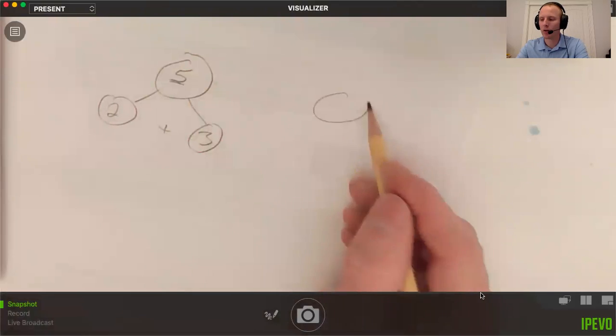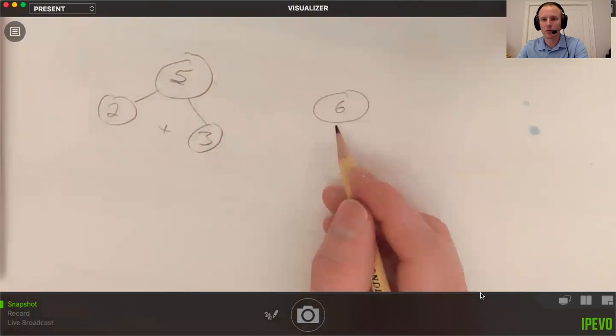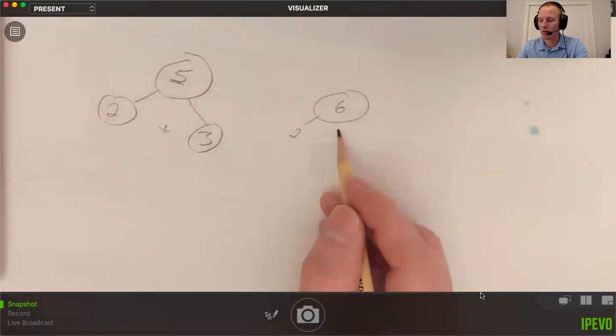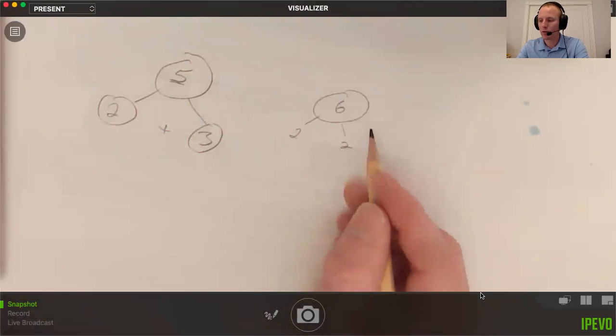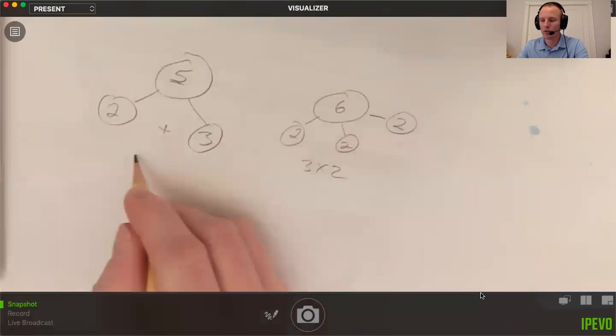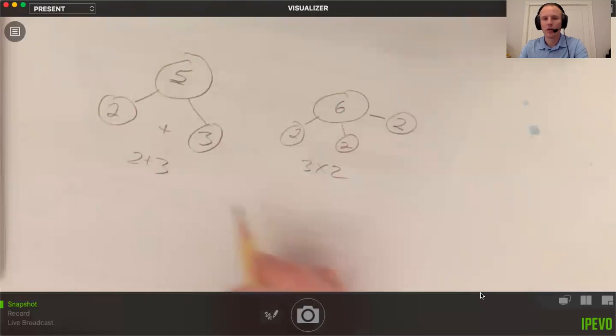And then this year we learned that 6, if we're doing multiplication, is the product of 3 2's. So 2 plus 2 plus 2, or in this case, 3 times 2. And this is 2 plus 3. Well, what we can learn today is that we can have a fraction. We're going to add up to 1.